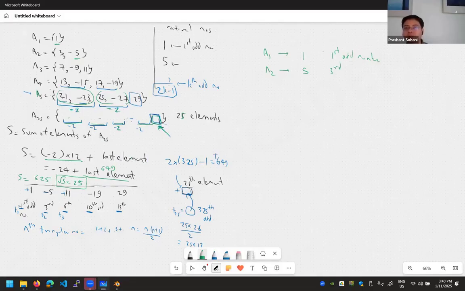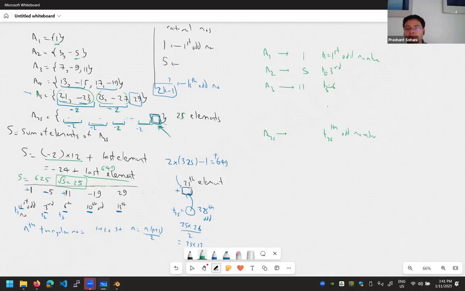So 1 is nothing but T1. This is T2. T3 is 6. So therefore A3 has the sixth odd number. Okay, so that was the pattern that we observed. So for A25, whatever number we are going to get will be the T25th odd number.